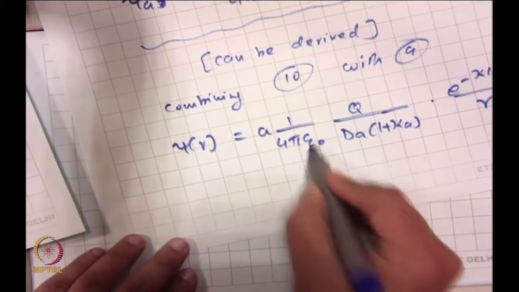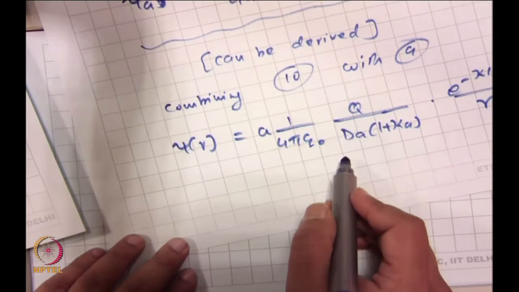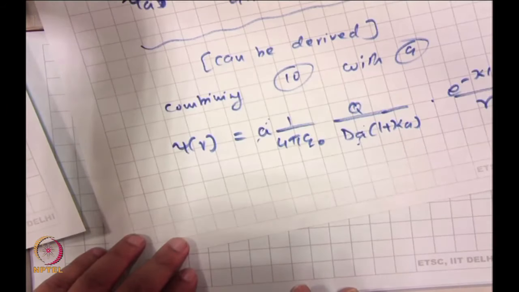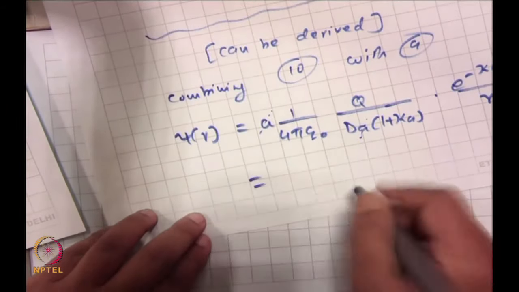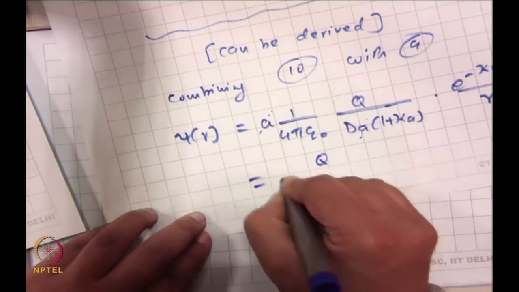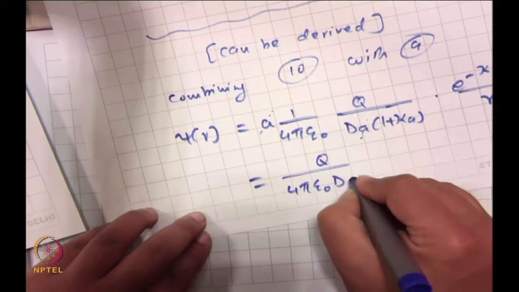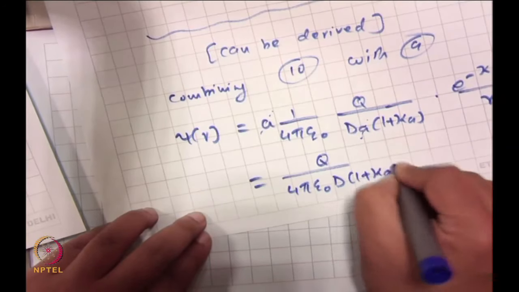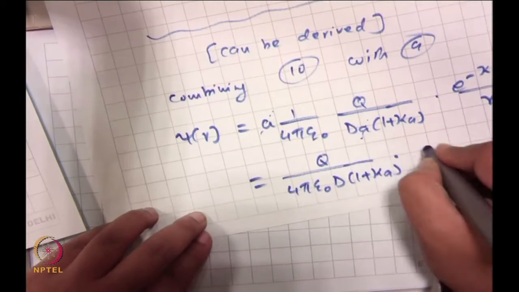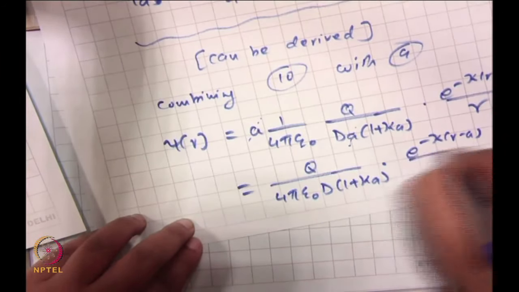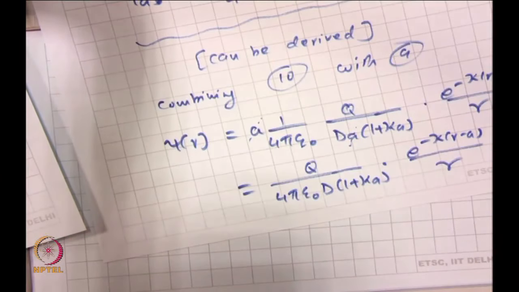So, what simplification can I do here now? You see this A will cancel out. So, this is equal to Q by 4 pi epsilon 0 d times 1 plus kappa A, times e to the power minus kappa R minus A over R. So, look at this equation combined.